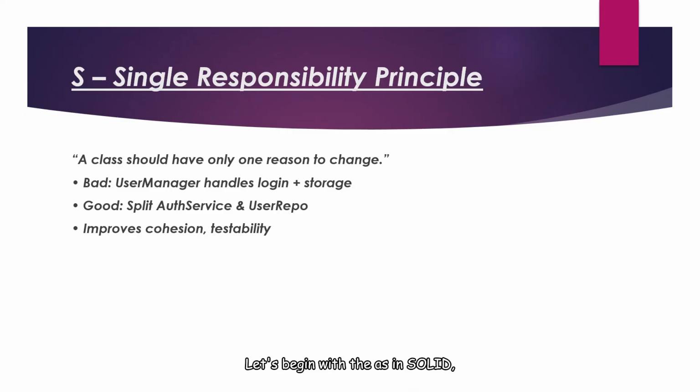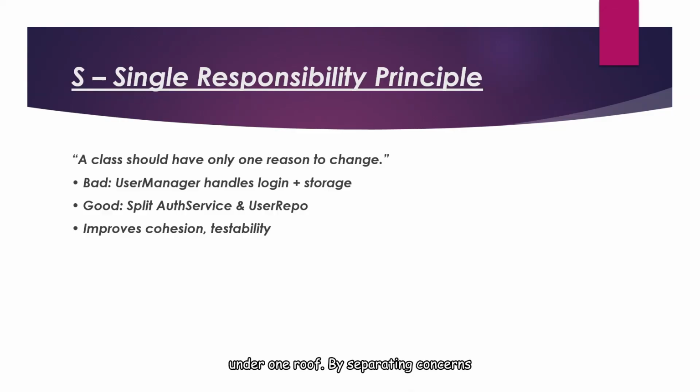Let's begin with the S in SOLID, the single responsibility principle or SRP. The idea is simple. A class should do one thing and only one. That means it should have only one reason to change. For example, consider a user manager class that handles user authentication, data access, and logging. If you change the way you authenticate users, you risk affecting logging. That's too many responsibilities under one roof.